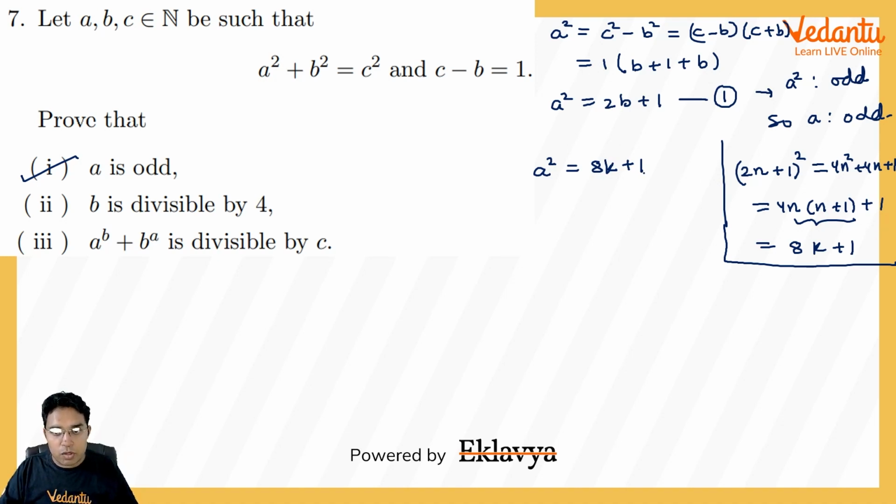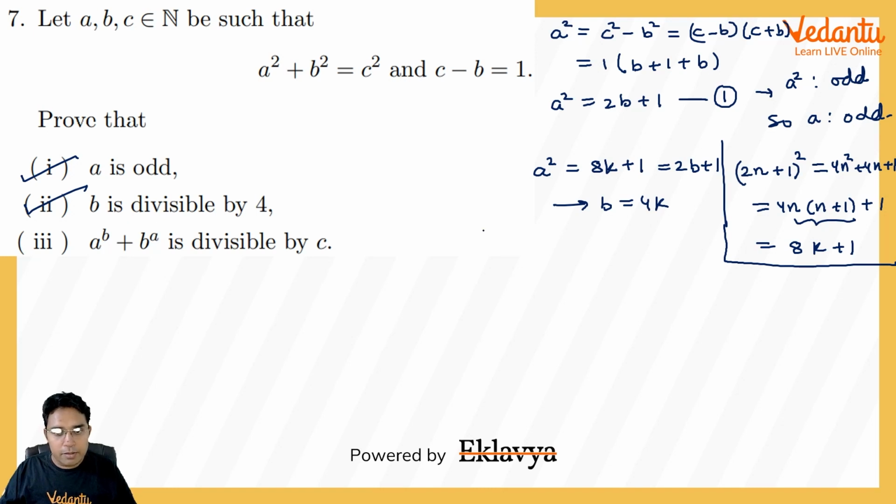Now a square will be 8k plus 1 and it is also 2b plus 1. So from this, if we compare, we get b to be 4k. Okay, so this second part is also done. Now coming to this third part. Third part is also not very difficult but a little tricky. Please see how we can do it.